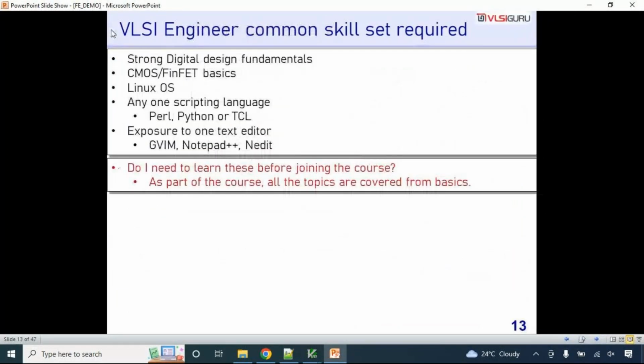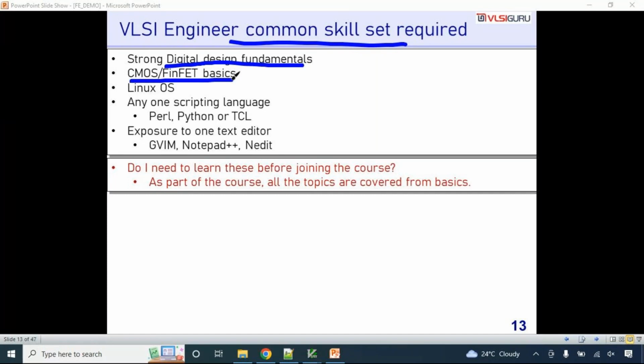Irrespective of whether you are a front-end engineer or a back-end engineer, you need a common skill set. That common skill set is that you should be good with strong digital design fundamentals, because you are going to work in digital design aspects, and some basics of how CMOS and FinFET work.